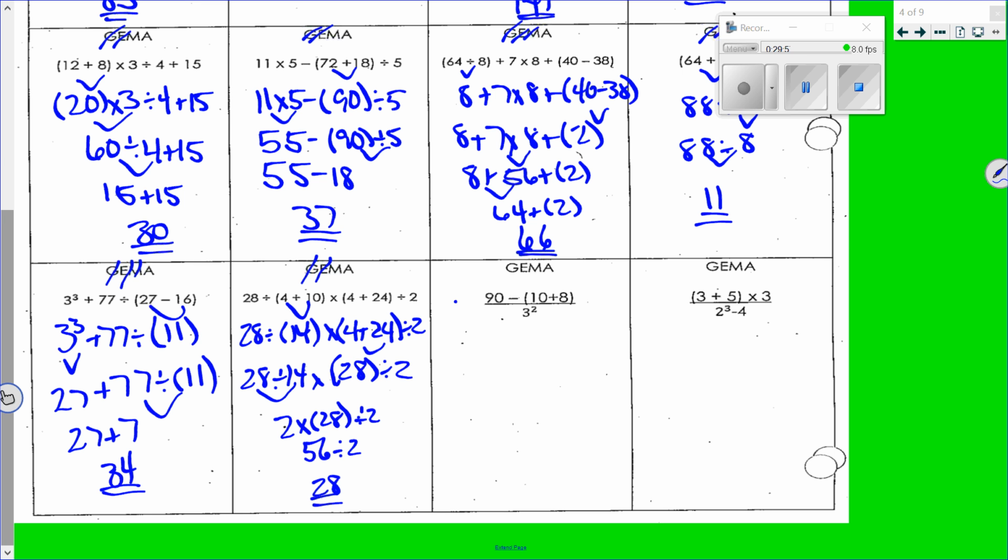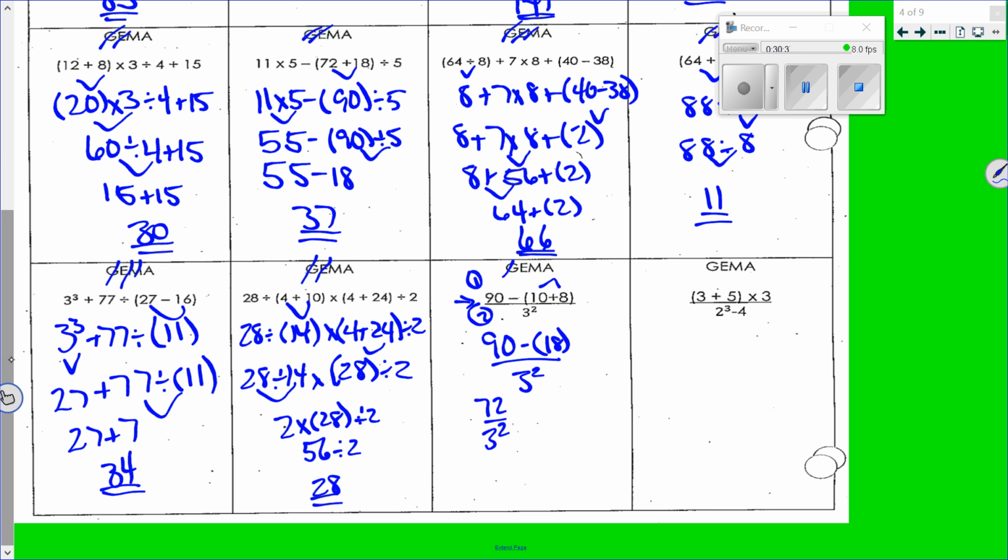Now, here's where the division bar comes in. This is why this is a grouping symbol. I have to do everything on top, then I'll do everything on the bottom, then I will actually divide. So the division bar is a grouping symbol, but even within that, I still do the grouping first. So that's going to be the 10 plus 8. 90, 10 plus 8 is 18 over 3 squared. That's all the groupings. Now, I'm still in this group, so I'm going to do the subtraction before I do exponent or division. So 90 minus 18 is going to give me 72 over 3 squared.